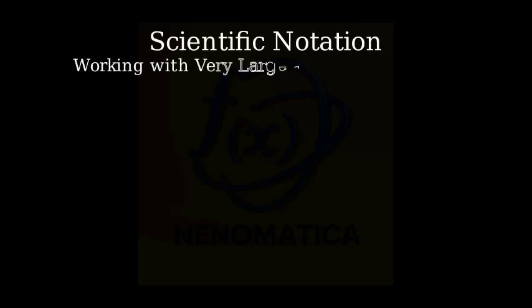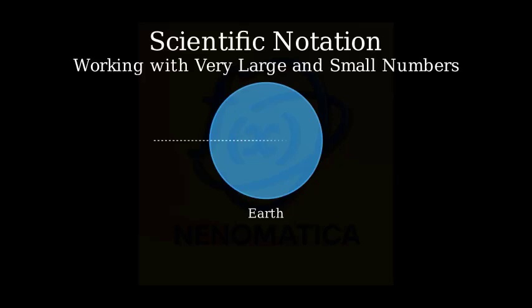Scientific notation. Welcome to our math lesson about scientific notation. Today, we're going to learn how to work with very large numbers in a way that makes them easier to understand and manipulate. Let's start with an interesting question. Do you know how long the Earth's circumference is at the equator? The Earth's circumference is approximately 40 million meters or 40,000 kilometers.